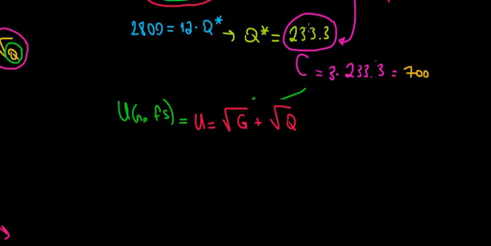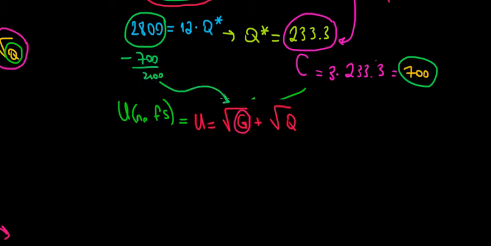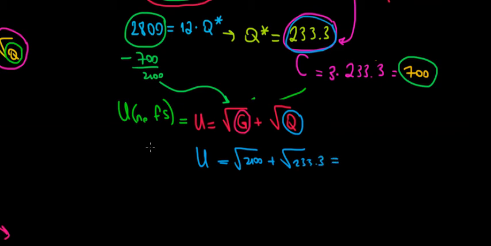The quality is 233.3. What would be the level of goods? How much are we going to spend on other goods? Well, we have 2800 euros in total, and 700 we spent on education. So we're left with 2100 euros to spend on other goods. The utility function would be the square root of 2100 plus the square root of the quality of education, 233.3. That's equal to 61.10. And again, this is the utility of that family when there's no free public school.